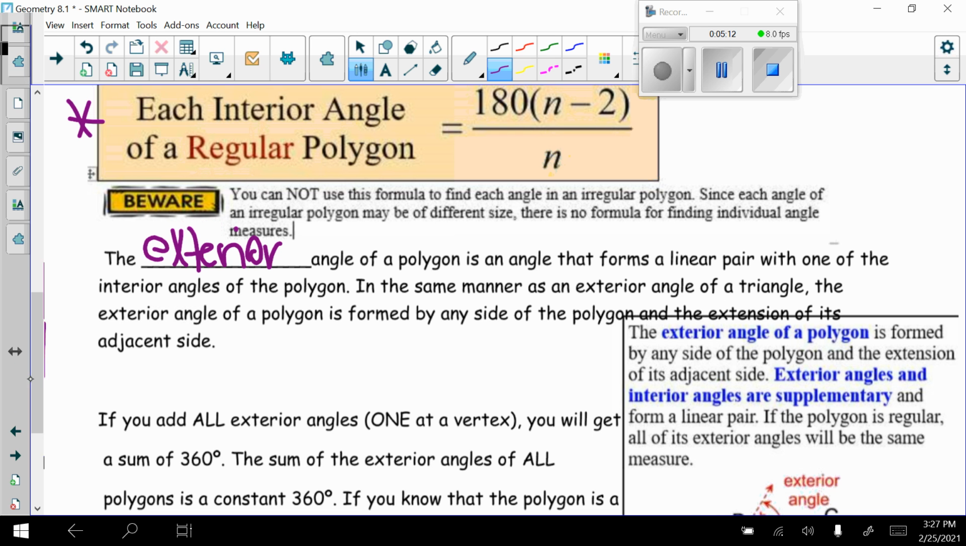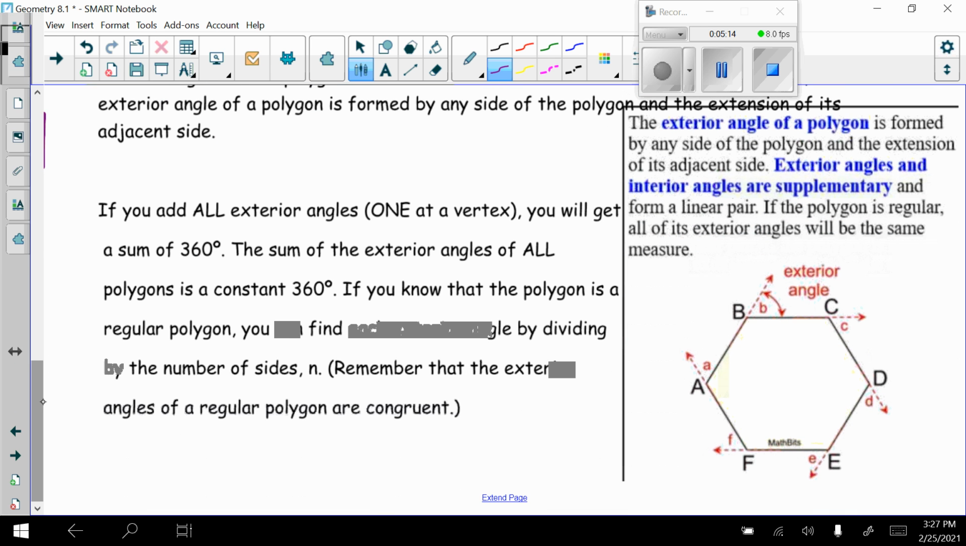So then let's look at this picture. The exterior angle of a polygon is formed by any side of the polygon and the extension of its adjacent side. So if I were to extend AB, I would make an exterior angle right there. If I were to extend BC, I get an exterior angle. Extend CD, there's my exterior angle, and we can do that all the way around.